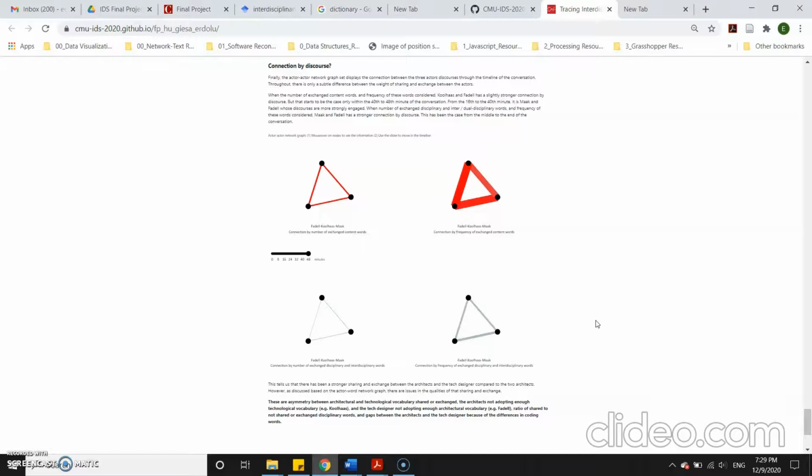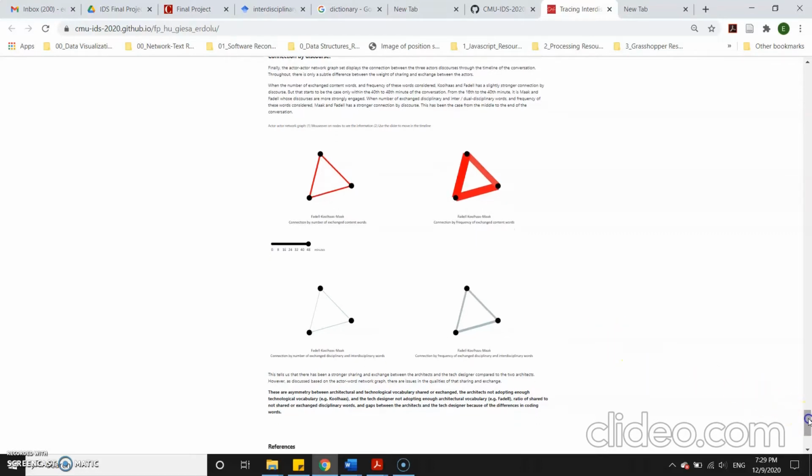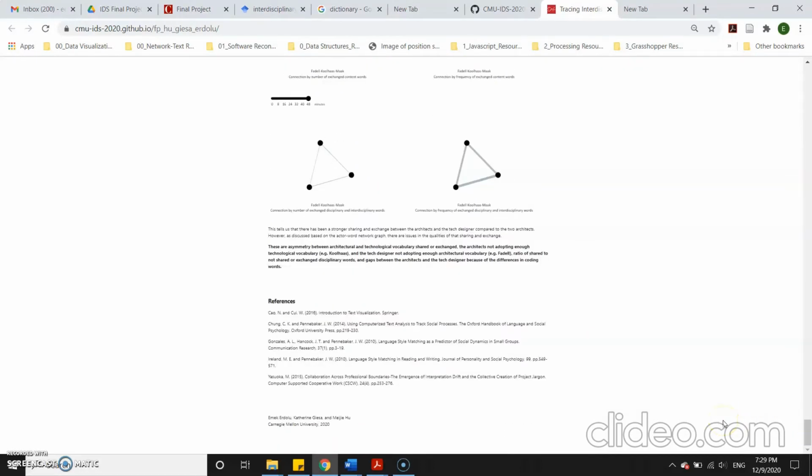However, as discussed based on the actor-word network graph, there are issues in the qualities of that sharing and exchange. And these are asymmetry between architectural and technological vocabulary shared or exchanged, the architects not adopting enough technological vocabulary, and the tech designer not adopting enough architectural vocabulary, ratio of shared to not shared or exchanged disciplinary words, and gaps between the architects and the tech designer because of the differences in coding words. And these are also the actionable insights that our project has revealed.